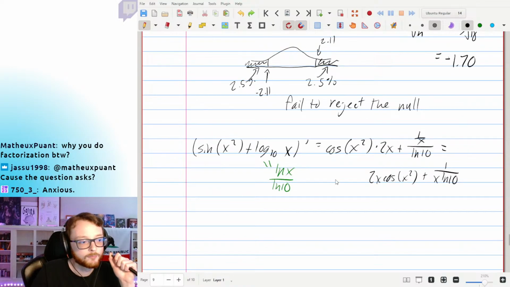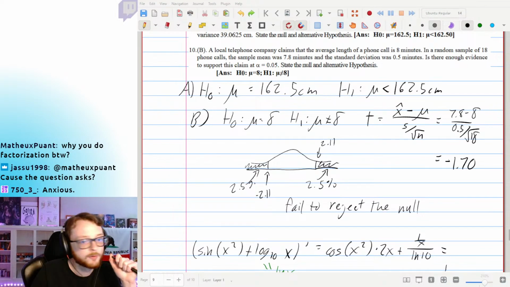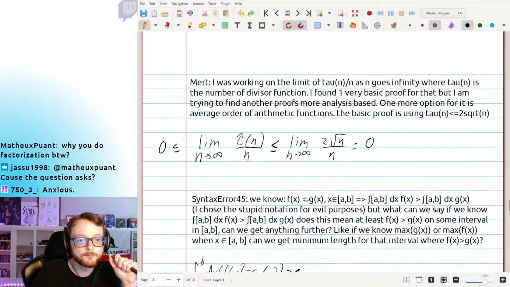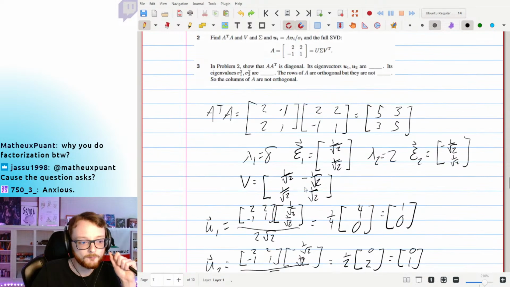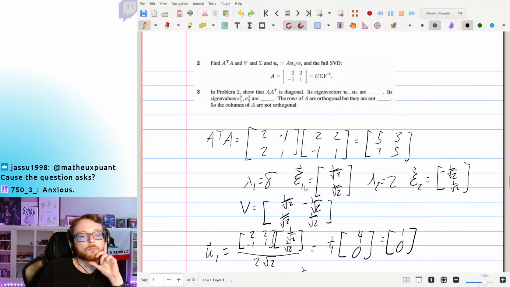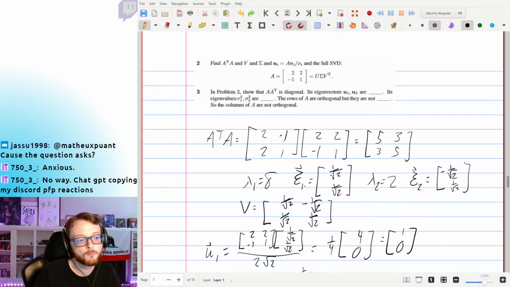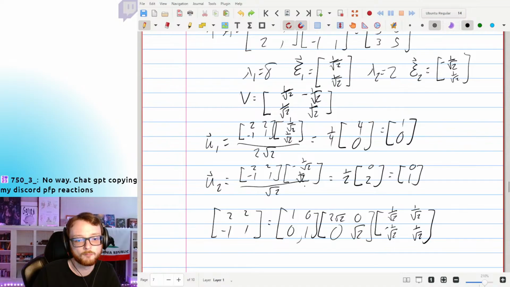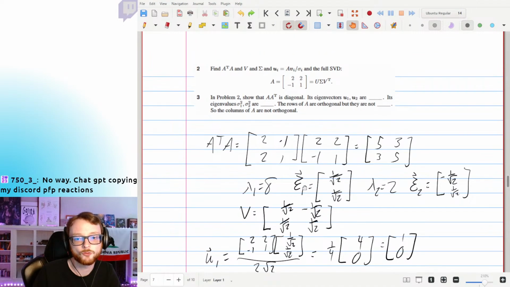But yeah, in the downtime, I've been doing some linear algebra studying. I just found the SVD for A, and then problem 3 is related to problem 2. So what does that say? AA transpose is diagonal. Its eigenvectors are U1, U2. Do we already know those from somewhere in problem 3 or problem 2? Yeah, we do. It's those. Just the identity.